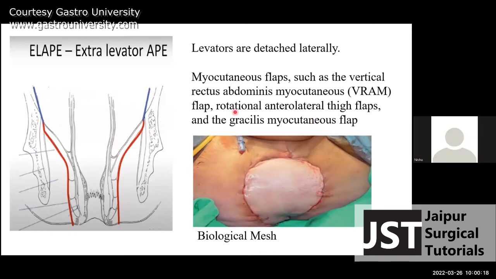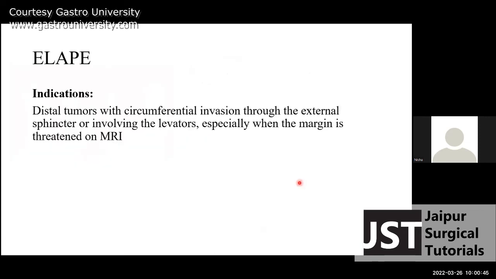Coming to the ELAPE, it follows the same principles of TME as well as the perineal approach, except that we will be dividing the levators, which are detached laterally. Since we are dividing the levators, a large open cavity will be left behind. So the ELAPE needs what is called a myocutaneous flap. Either a rectus abdominis flap or a gracilis myocutaneous flap, or even a biological mesh has been described to cover the large defect that is left behind in the extralevator approach.